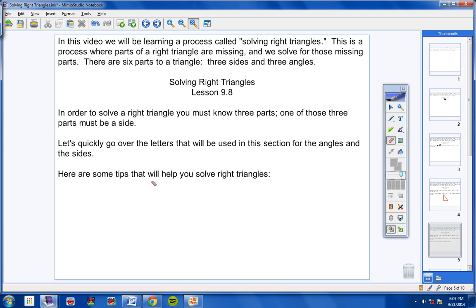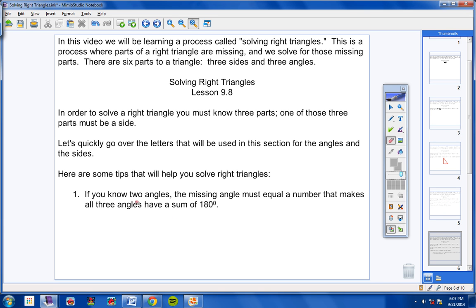Now, here are some tips that will help you solve right triangles. Please copy these down. I don't really call them steps. They're just tips, things to keep in mind. Okay, number 1, if you know two angles, well, the missing angle must be a number that makes all three angles add up to 180. You should remember that from geometry. The three interior angles of a triangle always have a sum of 180. So if you know two angles, quickly find the third missing angle.